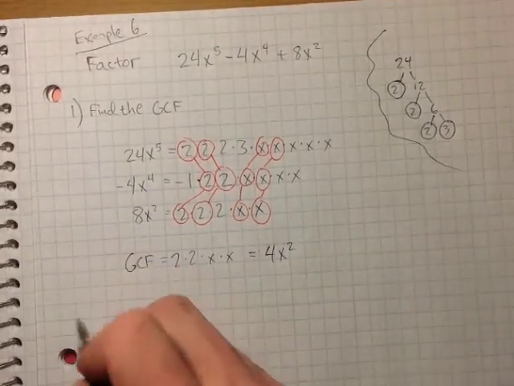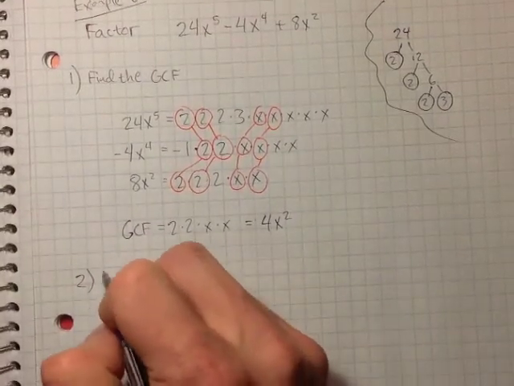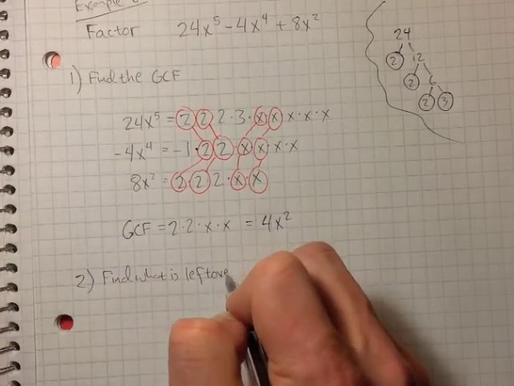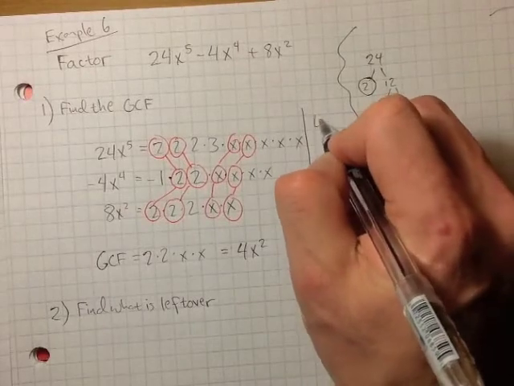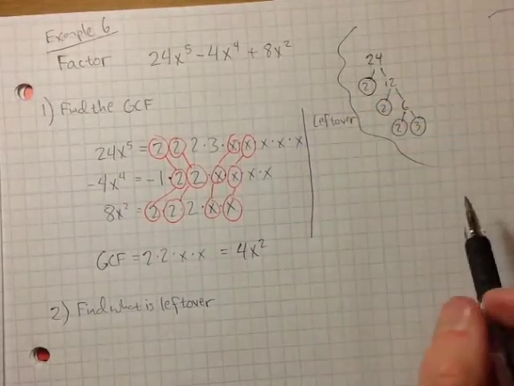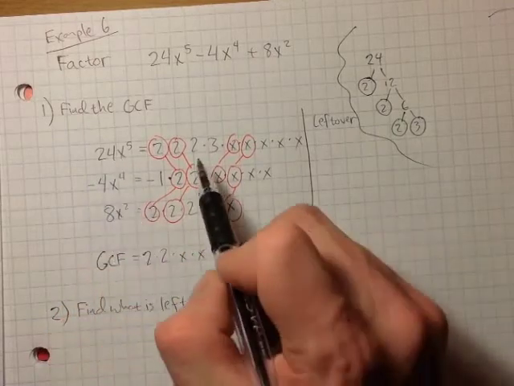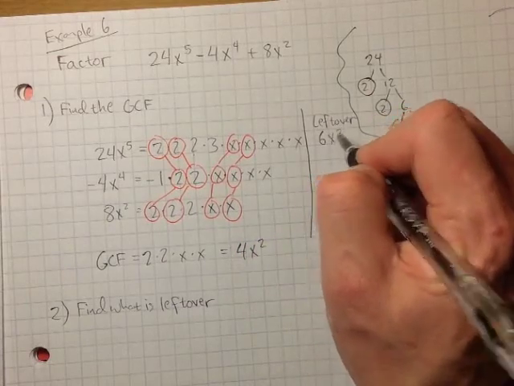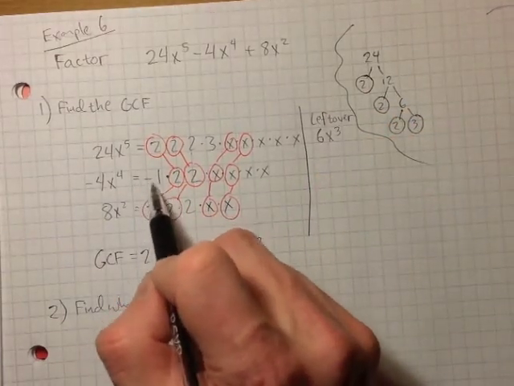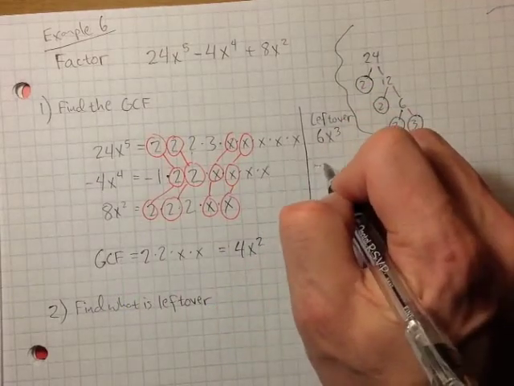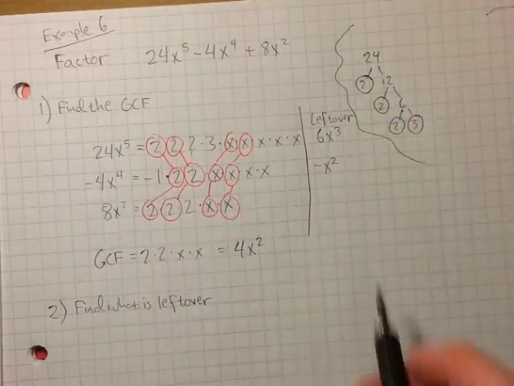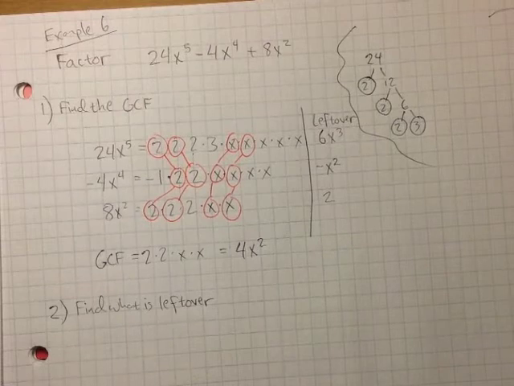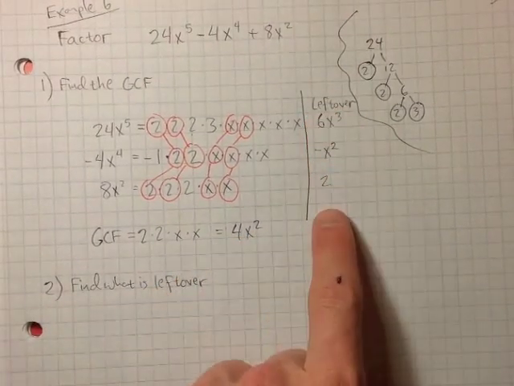Okay? Now remember that step 2 is find what is left over. What did I not circle? So, leftover parts. So leftover parts of 24x to the 5th is 2 times 3 is 6. x cubed is left over up there. Negative 1 times x squared, so negative x squared, the invisible 1 goes away. The negative sign does not. And then left over down here is 2. Okay? So, I have my GCF, and I have my leftover pieces.